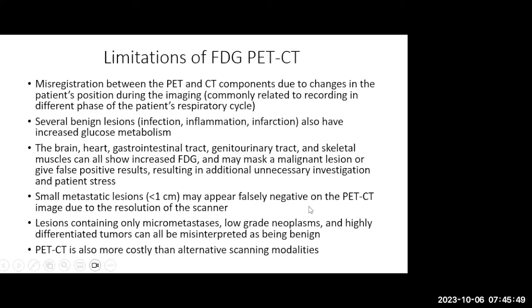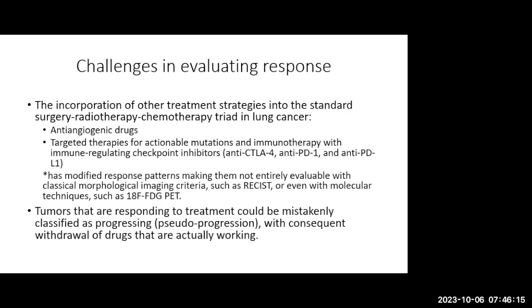Small lesions also may appear falsely negative, as I have mentioned, because they could be below the resolution of the scanner. Lesions that contain only micrometastases, low-grade neoplasms, and highly differentiated tumors can all be misinterpreted as benign, as the metabolism of these lesions is lower. Of course, the uptake is going to be lower. Also, the cost: FDG PET is costly.